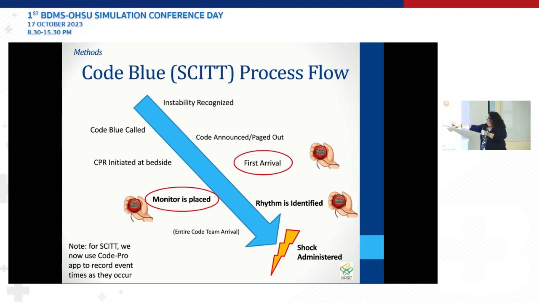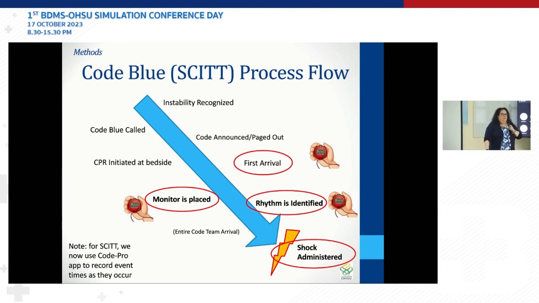Monitors placed, rhythm identified, and then the rest of the code team arrives. And then really importantly, when was that shock delivered? So in mock codes, we collect this data from first arrival to monitor placement to rhythm analysis to defib. Each of those has a timestamp, so you can see how we can follow these as process measures.